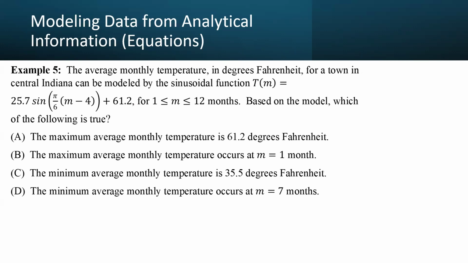So it's asking what is true. Obviously, it's talking about maximum and minimum. So if it's talking about max and min, then we need to figure out those values, right? 61.2 plus or minus 25.7. Well, you need to figure out where they are. Well, 61.2 is midline. The amplitude is 25.7. And what do you get? And so when you're looking here, which answer would it be? The average, it would be C. Good job.